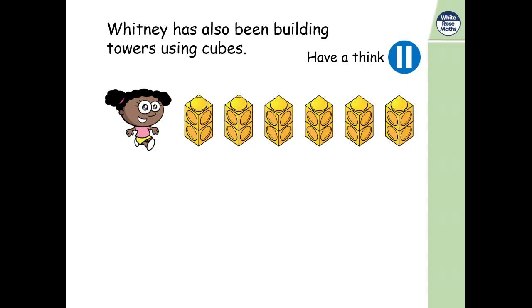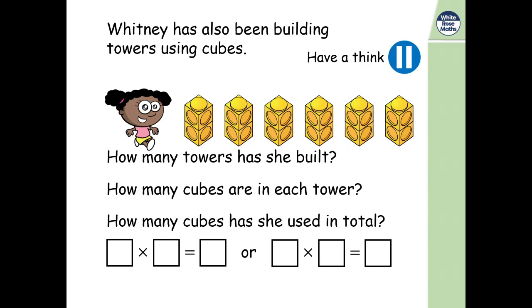Okay. So Whitney has also been building some towers using cubes. See if you can fill this information in on your piece of paper or in your book. So we've got how many towers, how many cubes in each tower, and then can you come up with the 2 multiplications that makes? Think about the towers, and then think about the rows as well. So it's the columns and the rows as if we were doing an array. Okay, so I should have asked you to pause it really, shouldn't I? But to be fair, everybody can see that there's 6 towers. If you haven't finished it, pause it now.